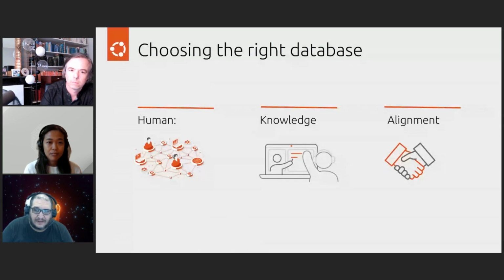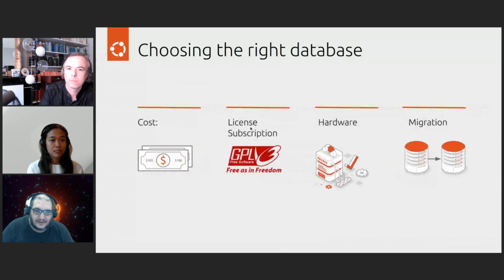It's also very important to get alignment, because if you are moving from one technology to another and your organization is not aligned with that decision, for whatever reason, technological or not, then the success probability of your project might be very low. The other factor that we need to consider is obviously cost.